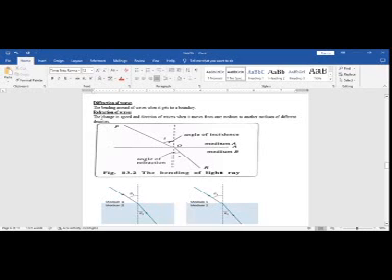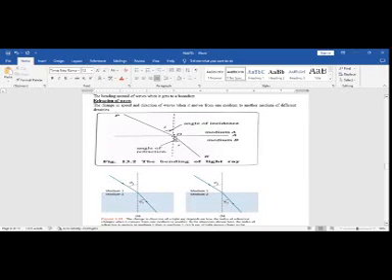Refraction of a wave is the change in speed and direction of waves when it moves from one medium to another medium of different densities. So you now see the incoming ray and the refracted ray. This is the first medium. This is the second medium.